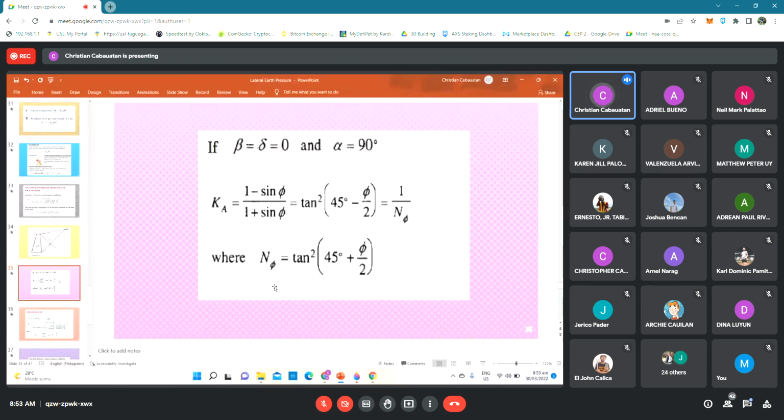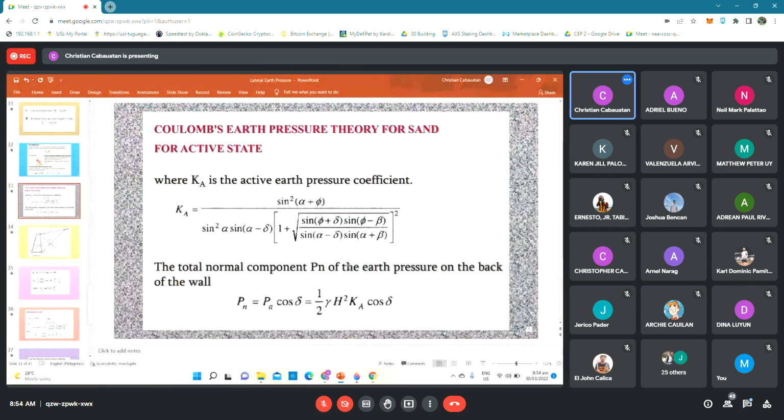So therefore, the Ka is the same, and the only difference is the N phi multiplied by it. And N phi is equal to tan squared of 45 plus your phi over 2, okay? But for educational purposes, for Coulomb's law, we will just apply this formula from earlier, this one in the first part, the one for Ka.